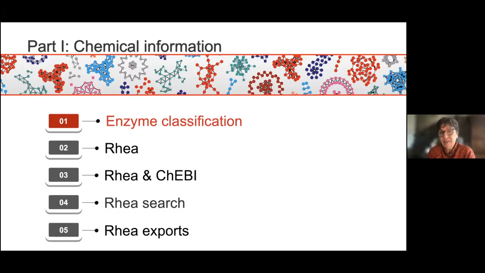So I divided this chemical information section in different parts. We will start by seeing what the enzyme classification is. Then I will present the Rhea resource, the KB resource, how we can perform searches in Rhea and the different exports of the Rhea resource.